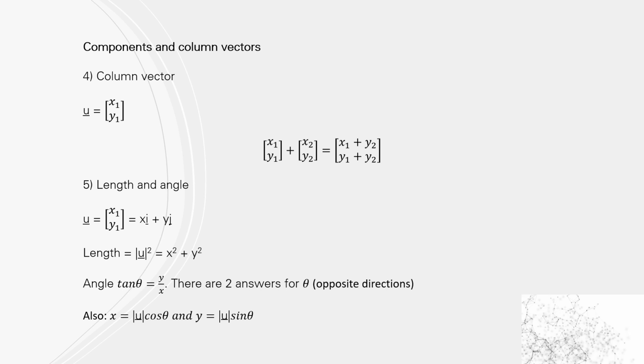If I want to find the x coordinate, I can use the length of the vector times cos theta, and to find the y coordinate, it is the length of the vector times sine theta.